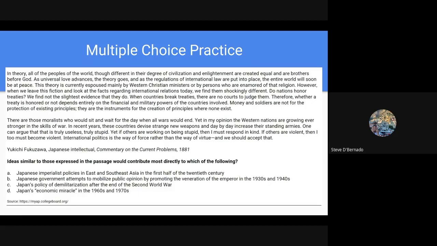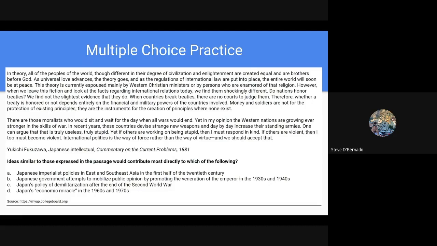Okay, let's take a look. So ideas similar to those expressed in the passage above would contribute most directly to which of the following. So ideas similar to those, if you take a look at the creator, Yukichi Fukuzawa, a Japanese intellectual, commentary on the current problems in Japan, you would immediately see that this comes from the Japanese perspective, right, of industrialization and imperialistic activity of Japan in Asia. So we need to find a concept, an ABCD, that aligns itself with that thinking, okay?